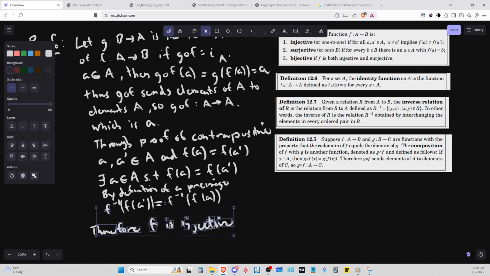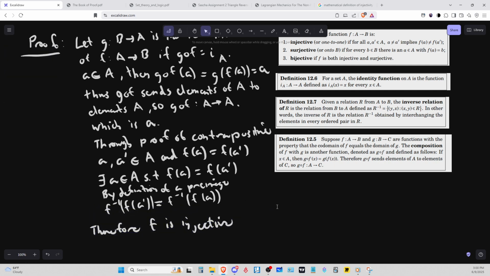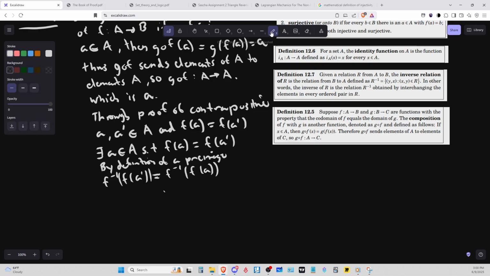no, I don't want to highlight all that. I just want to copy this part. Well, actually, I'll just erase it. Let's just erase that. Go down lower. A is equal to A prime.